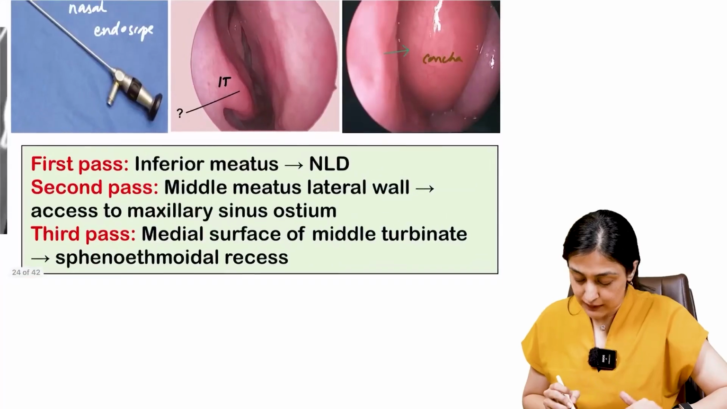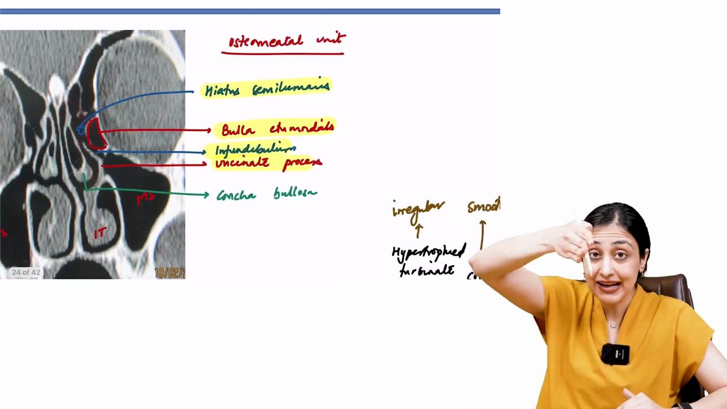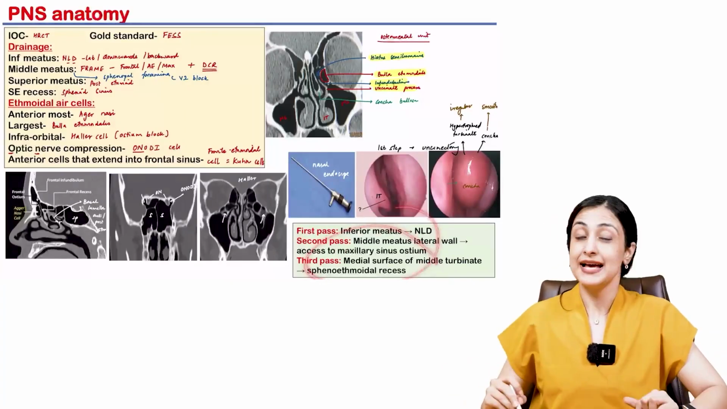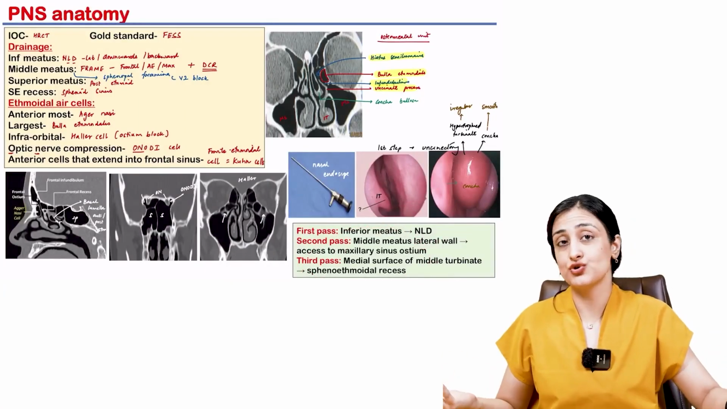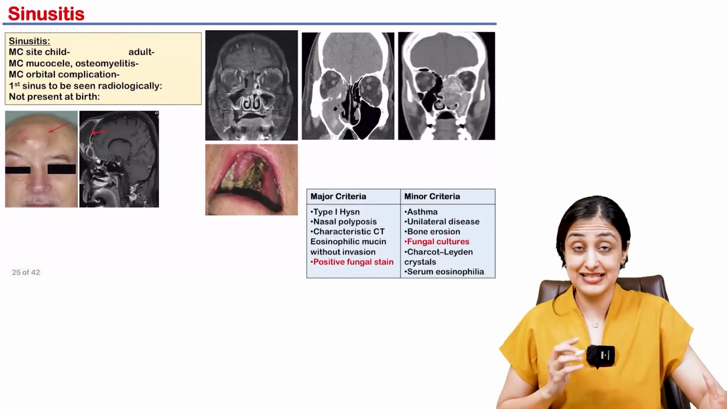But if I go from the medial surface of the middle turbinate, now I will enter behind the plane, into the sphenoethmoidal recess, right? So it's basically just three routes. They might just ask you that. All right, so this is about paranasal sinus anatomy.